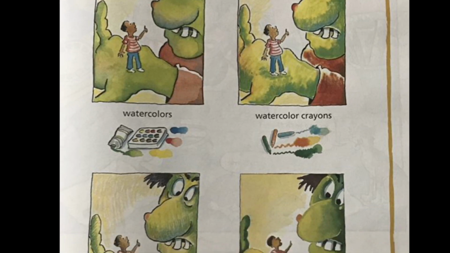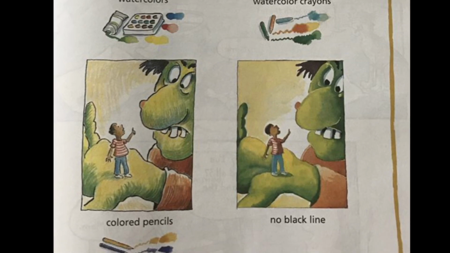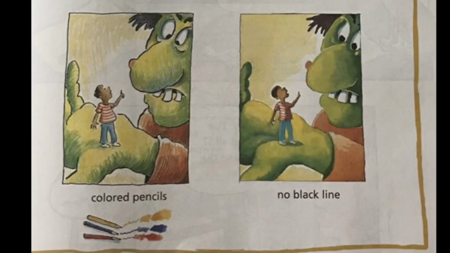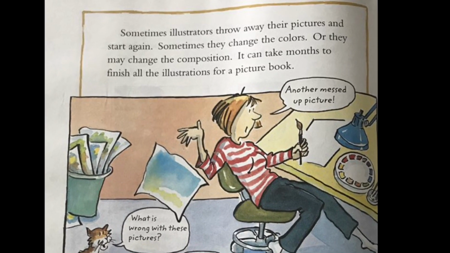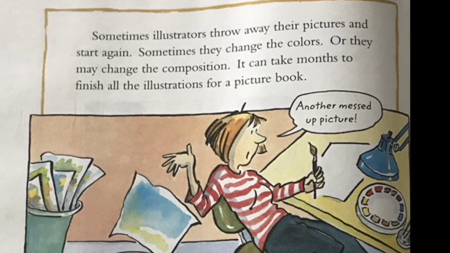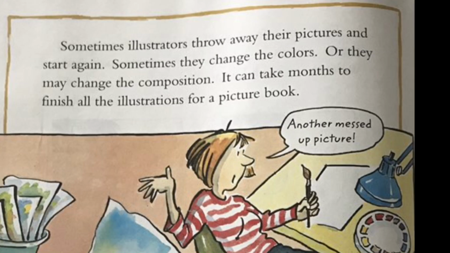Watercolors, crayons, colored pencils, no black line. Sometimes illustrators throw away their pictures and start again. Sometimes they change the colors, or they may change the composition. It can take months to finish the illustrations for a picture book.